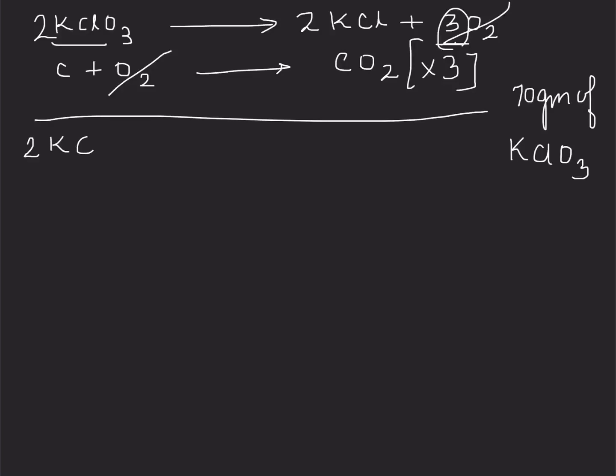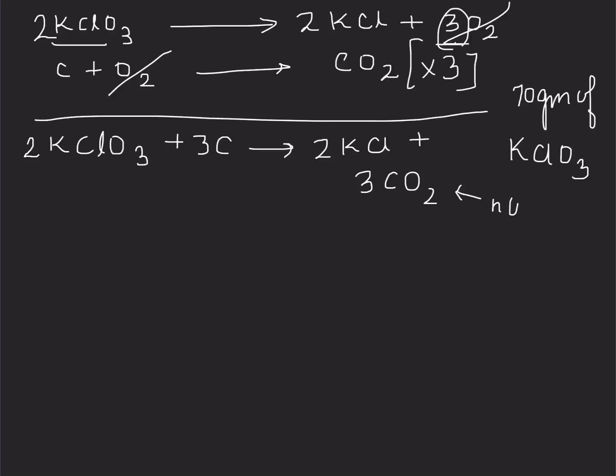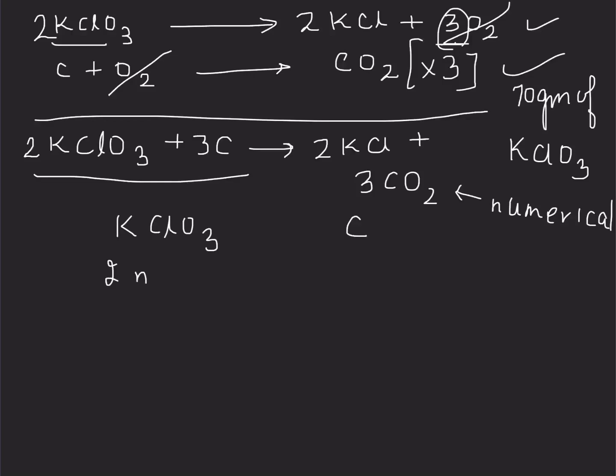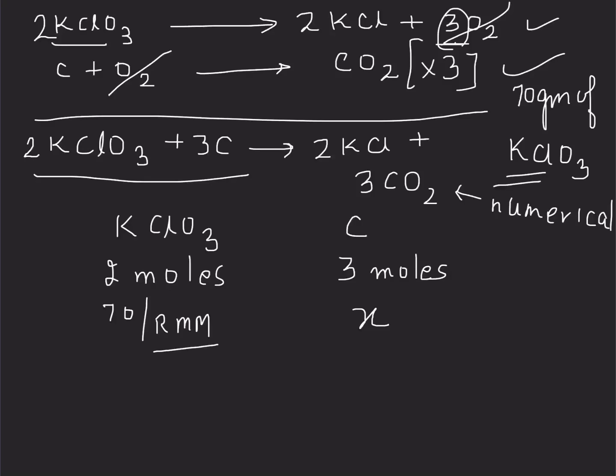So we have 2KClO3 plus 3C, coke, giving us 2KCl plus 3CO2. Now see, this is only for numerical purposes because the actual reaction is made up of 2 parts. But only to correlate it numerically, I have converted it into a simple equation, right? Now it's very simple. 2 moles of KClO3 are able to give enough oxygen to oxidize 3 moles of carbon. 70 grams means 70 divided by whatever is the RMM of potassium chlorate will oxidize how much of carbon. And RMM of potassium chlorate, I'm sure you would have found by now.